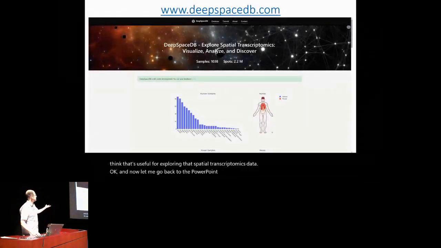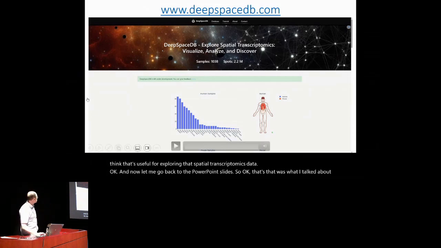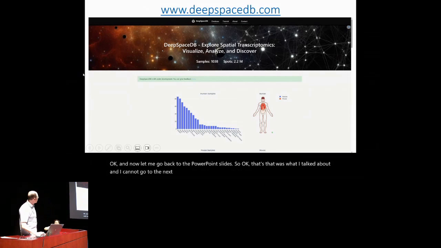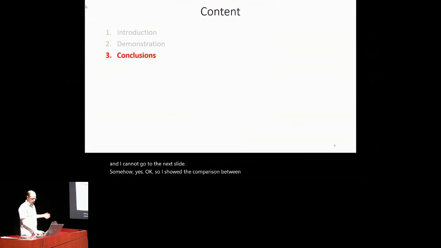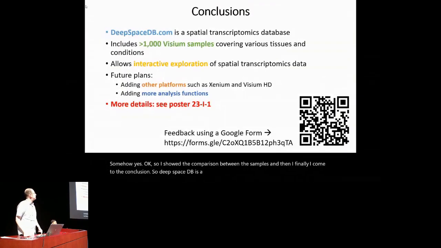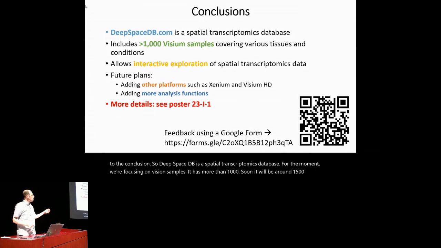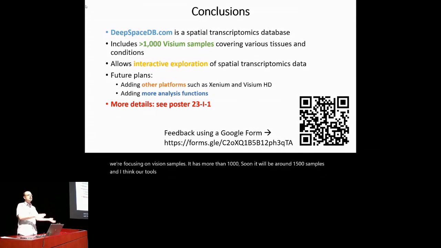So, okay, that was what I talked about, and I cannot go to the next slide somehow. Yes, okay. So I showed the comparison between the samples, and then finally I come to the conclusion. So DeepSpaceDB is a spatial transcriptomics database. For the moment, we're focusing on Visium samples. It has more than 1,000. Soon it will be around 1,500 samples. And I think our tools allow you to more interactively explore and compare between samples.